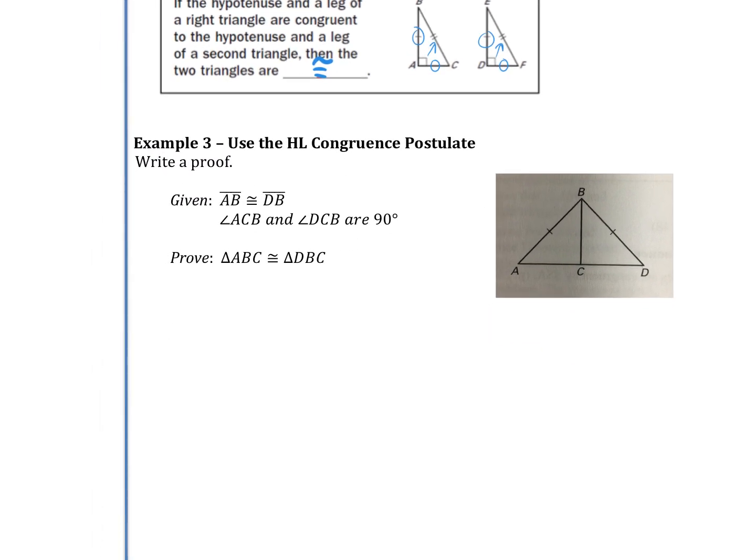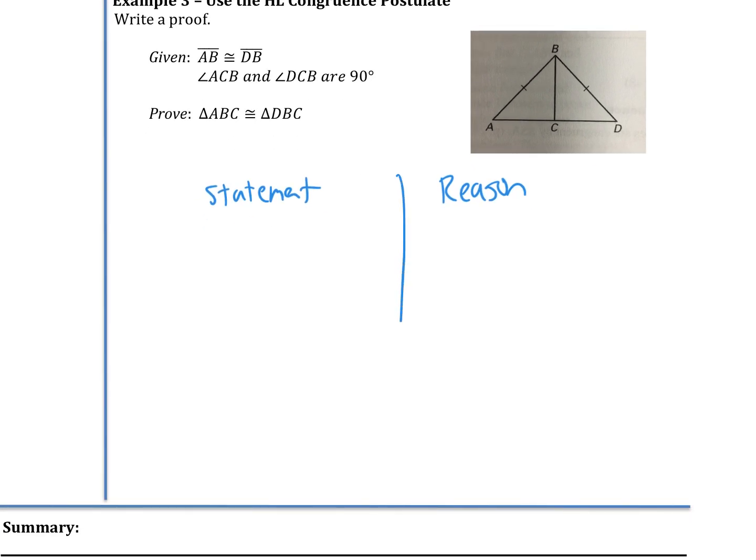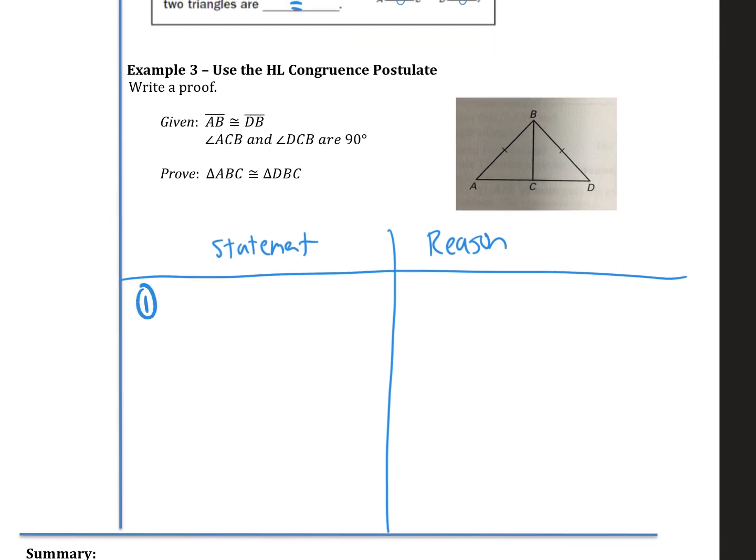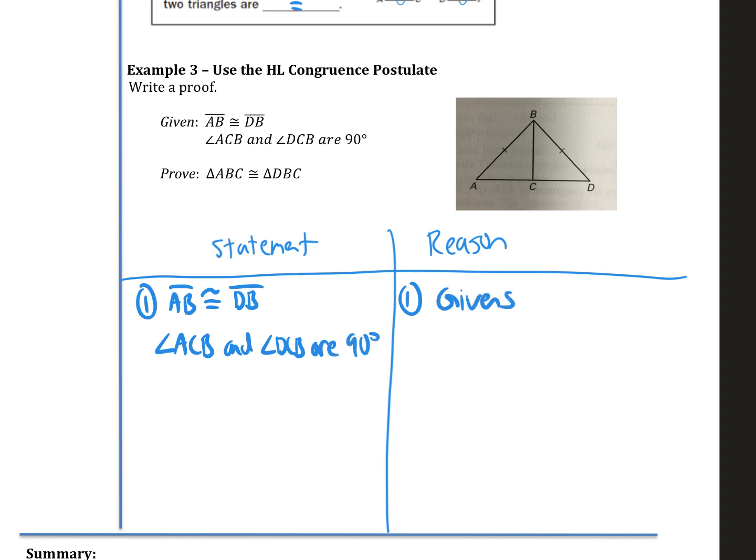All right, let's do this problem here. So, we need our statements. We need our reasons. All right, so. Okay, what do you think here? So what do we start with? Start with our givens. We have AB is congruent to DB. And we also have angle ACB and angle DCB are 90 degrees. The reason for that is givens. Let's mark on here what we know. So we know these are congruent. We also know these are right angles right here. Okay? All right. Well, let's keep going here.